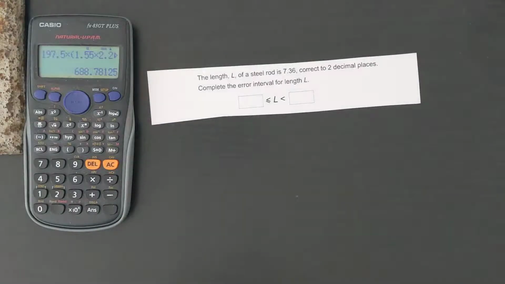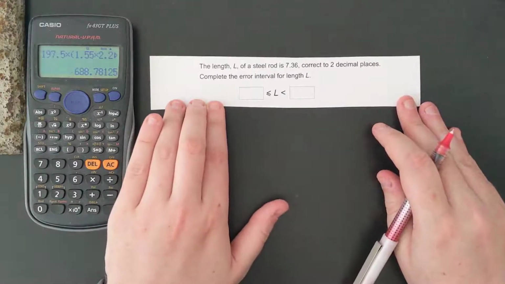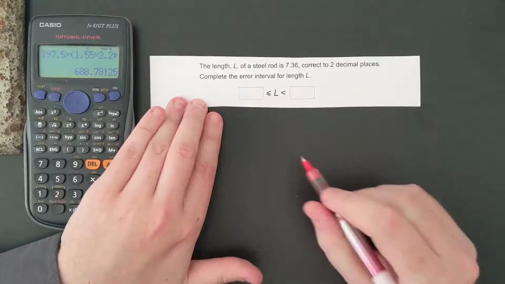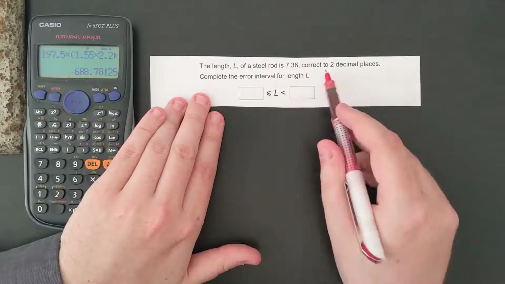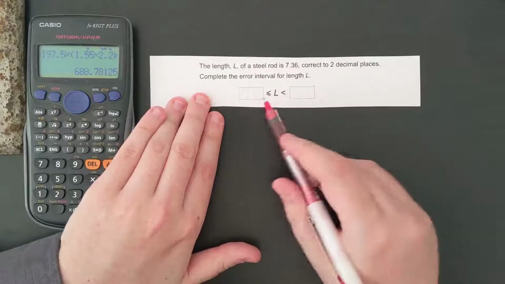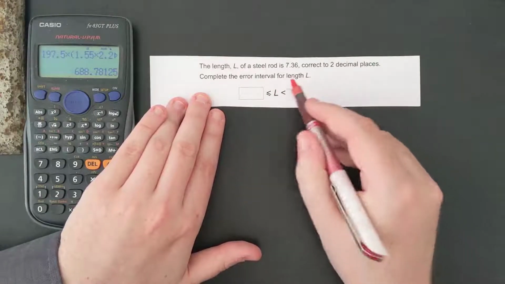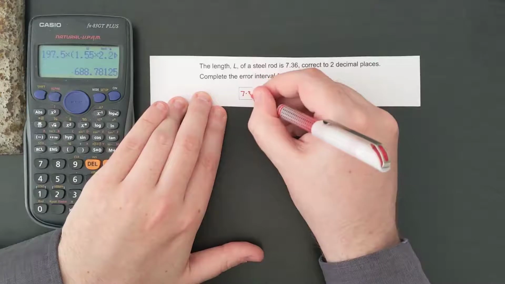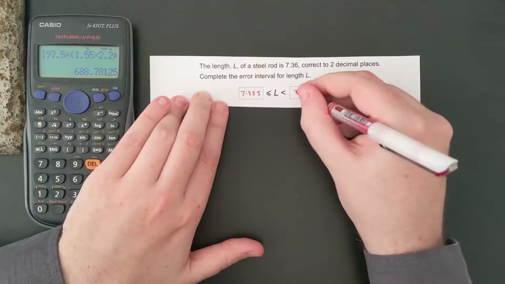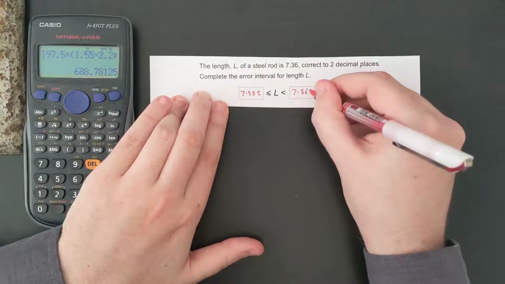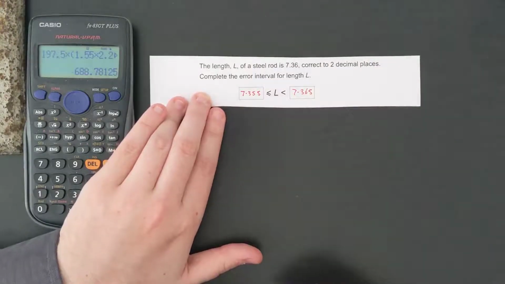The next question. The length L of a steel rod is 7.36, correct to 2 decimal places. Complete the error interval for length L. The error interval is just, if we know it's 2 dp, what is the range of values that it could assume? So it could be 7.355, and it could be equal to that as well. And it could go up to 7.365, but it couldn't be equal to that.